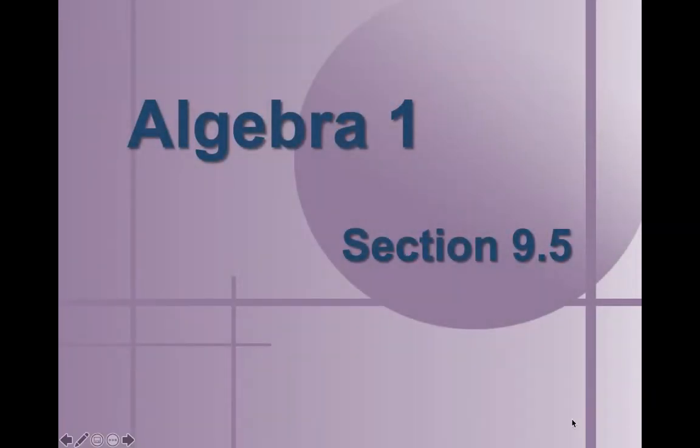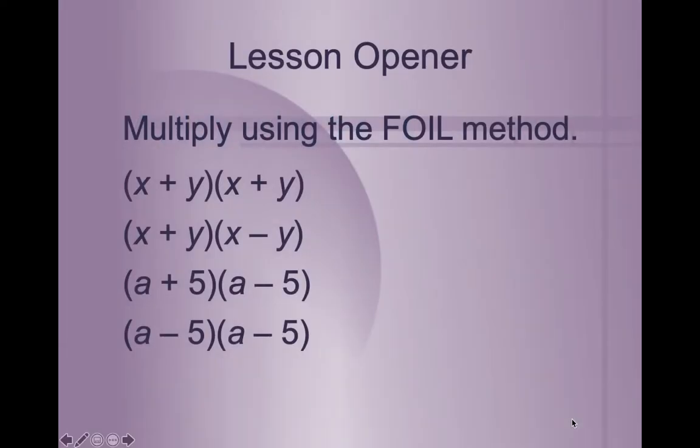We're starting a new lesson today. On 9.5, we're talking about special products. Before we do that, I want you to go ahead and pause the video right now and use the FOIL method on all four of these binomials. Go ahead and solve them using the FOIL method. Pause the video and we'll go over the answers.